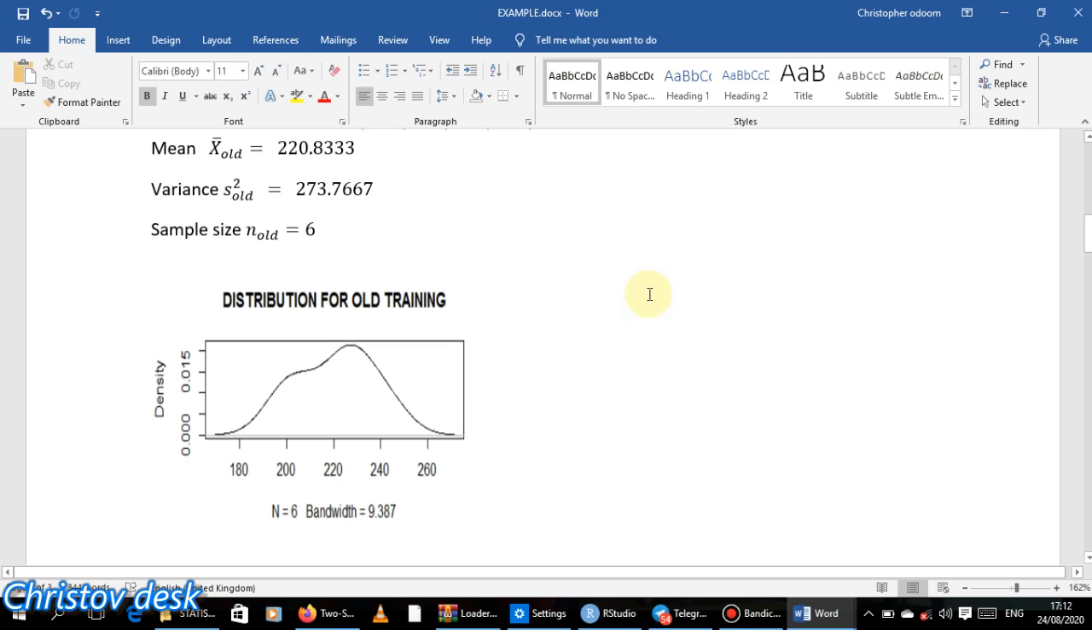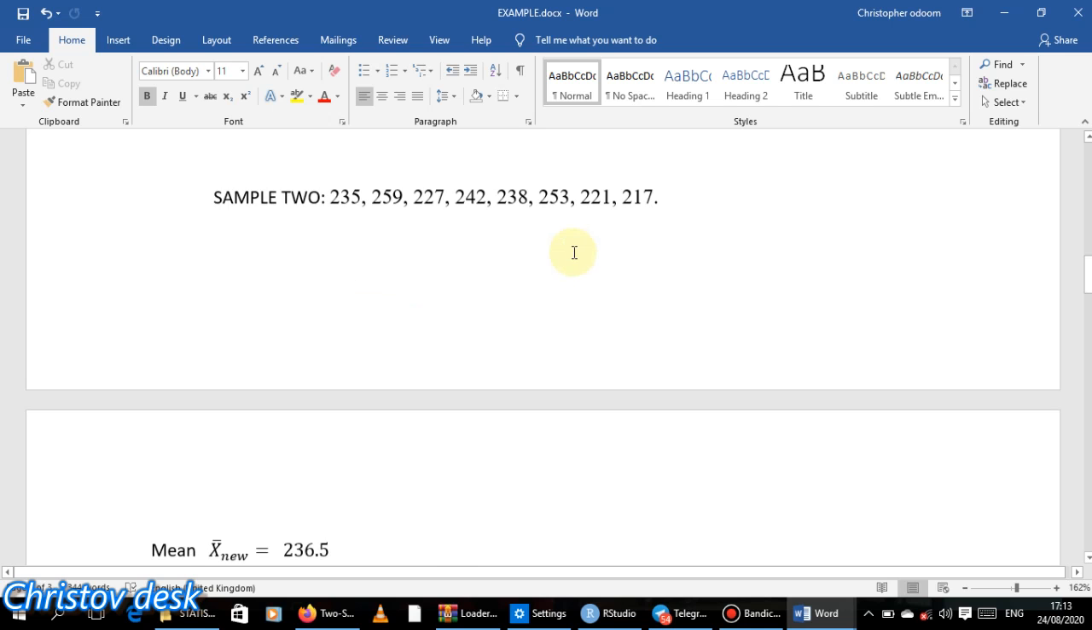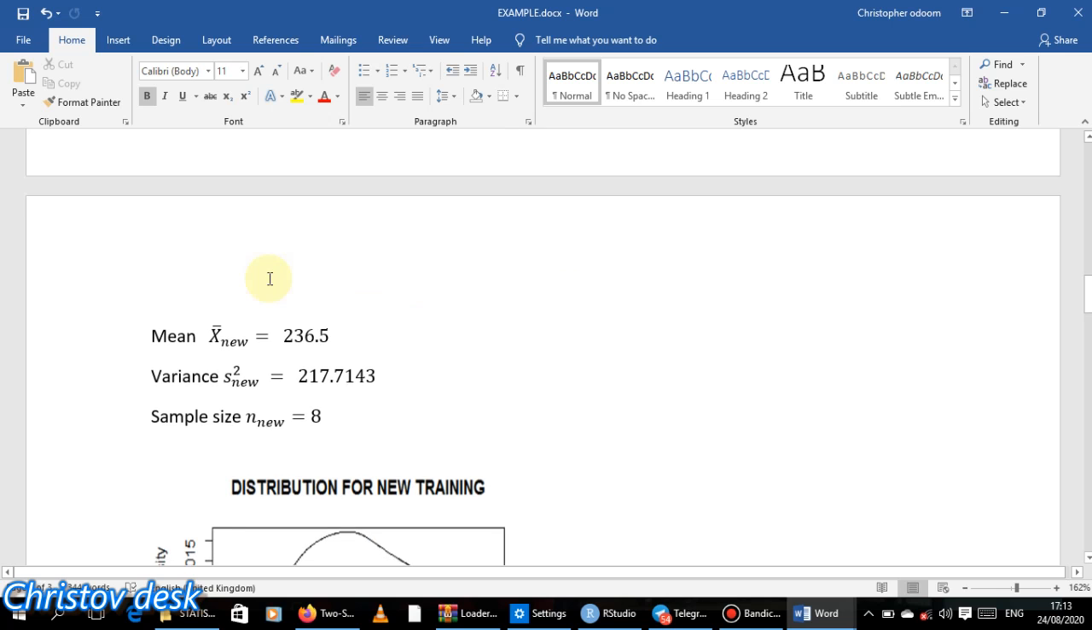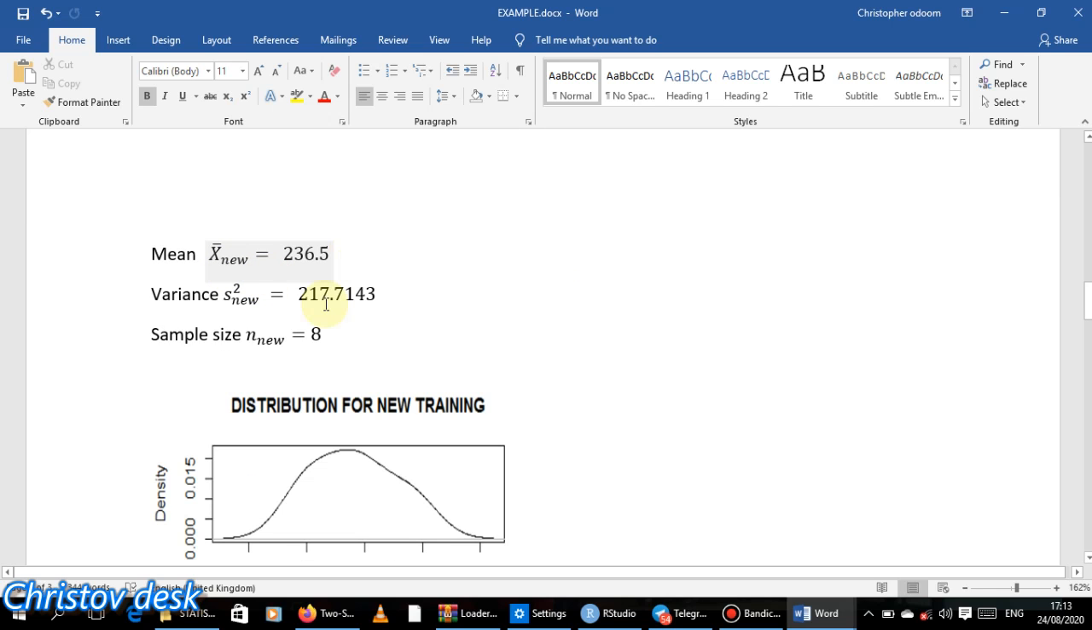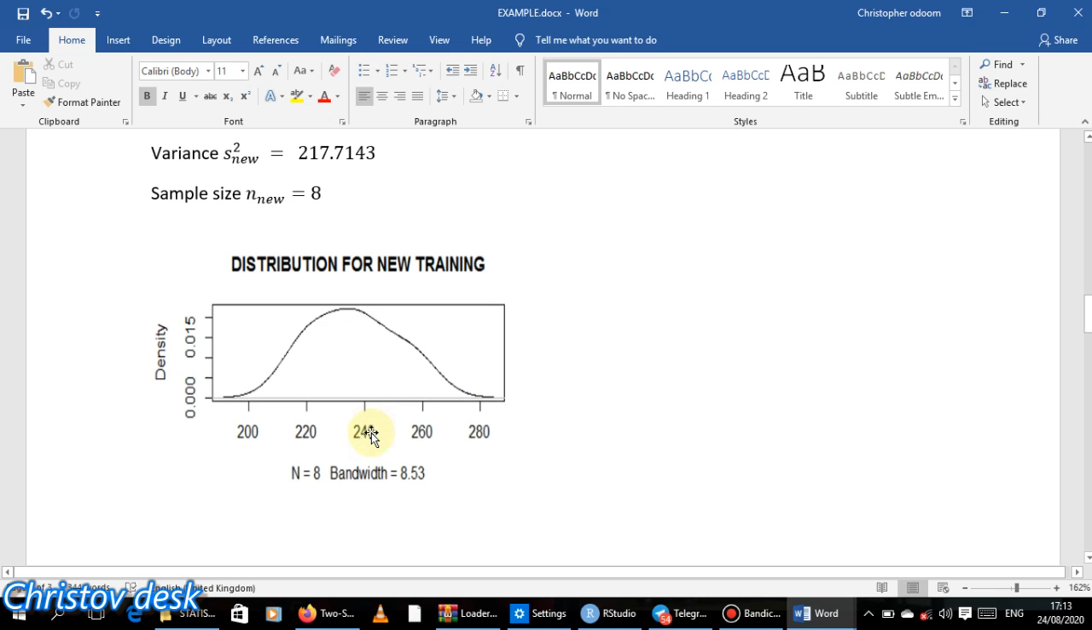And then you can just look at the distribution. So this is the distribution for the old training. This is just a figure showing the distribution for the performance of those who went through the old training. And then this is sample 2, which is the new training. We also need the mean, the variance, and the sample size. And this also is the shape of the distribution for the marks of those who went through the new training.